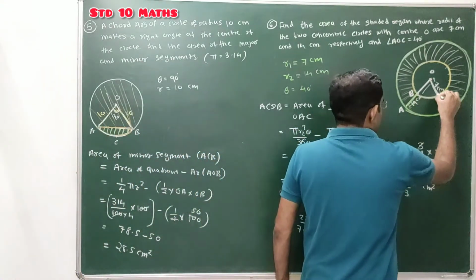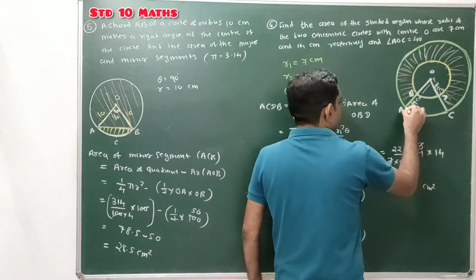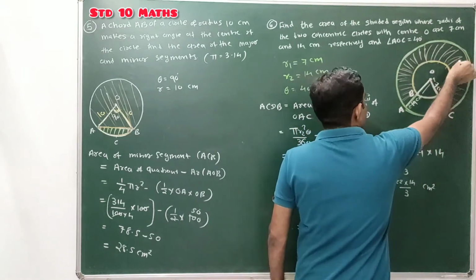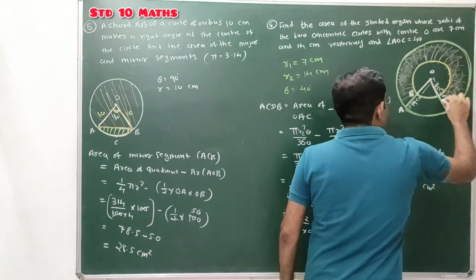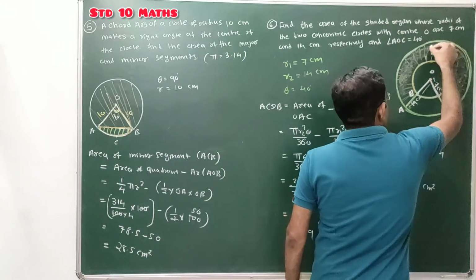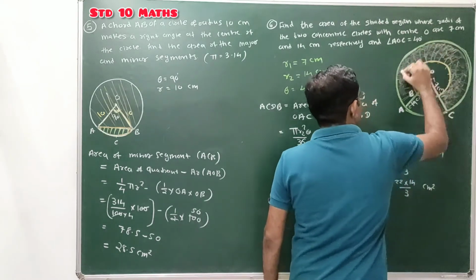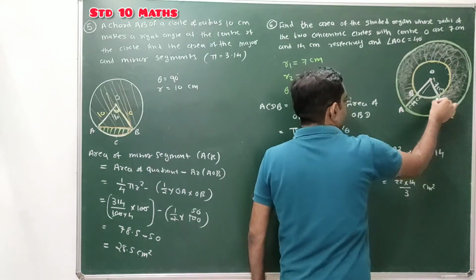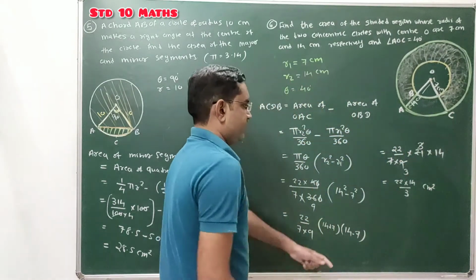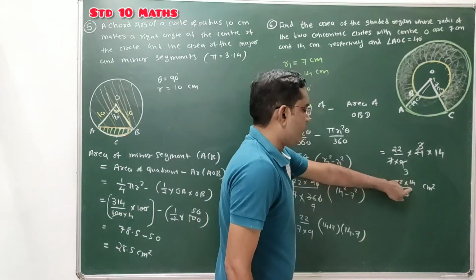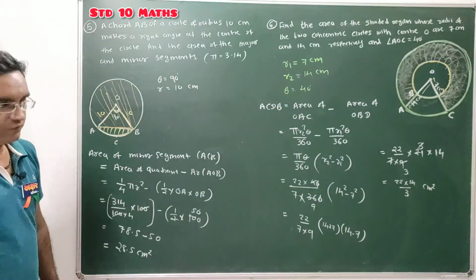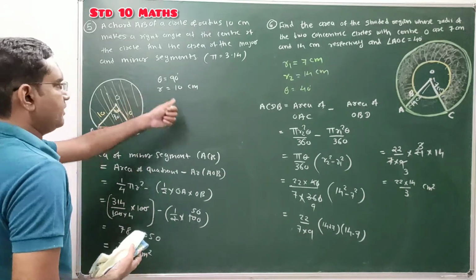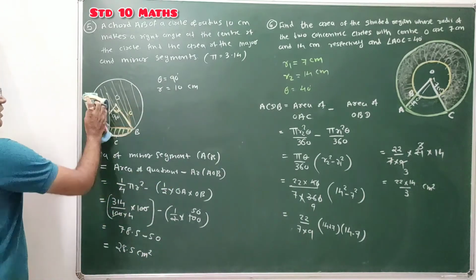Now we have to subtract this area ACDB from the area of this ring, so we get the area of this shaded region. Area of the shaded region is nothing but the area of this ring, but we have to subtract this area, and that is 22 into 7 by 3. So now we'll find the area of the ring.